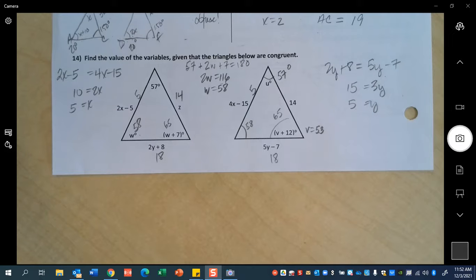When I'm doing angles, I'm going to go corresponding. U is 57 because that's given. For this one, I knew that 57 plus W plus 7 is 180. So I dealt with this triangle first, and I got a value of 58 for W. Oh, I get it now. Thank you. Yeah.